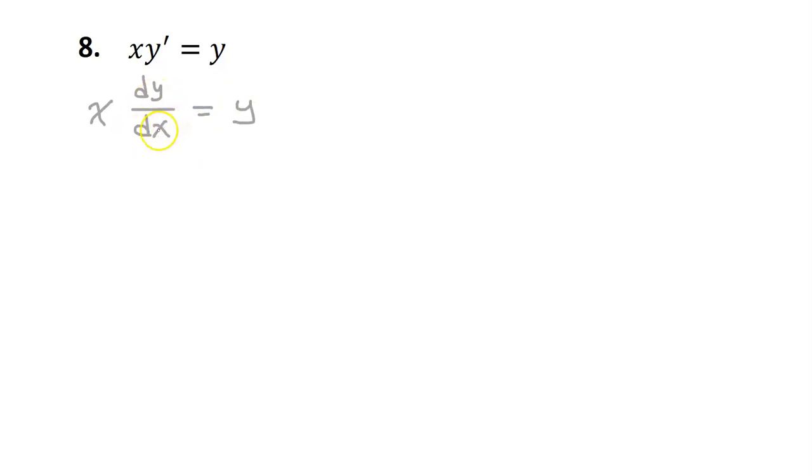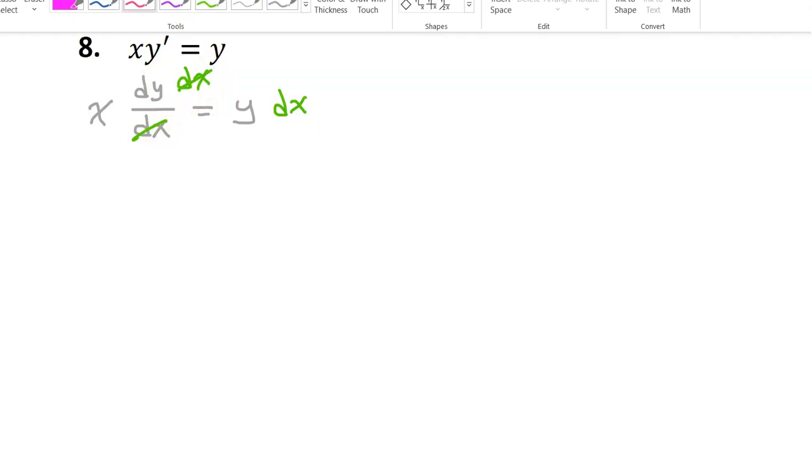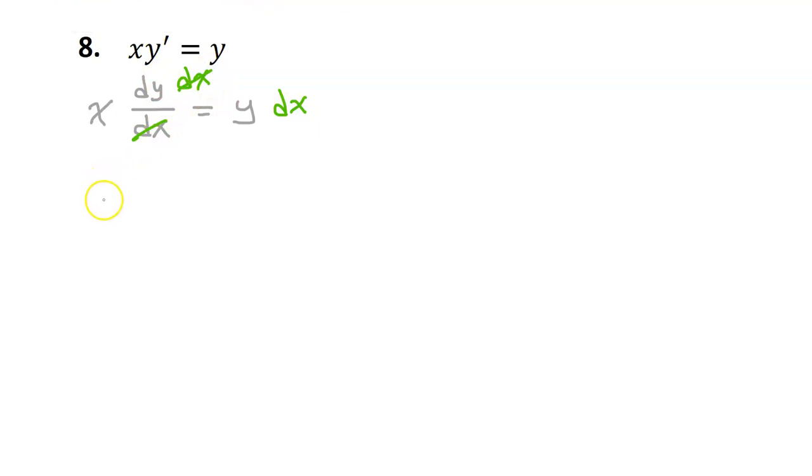I need to get all of the y factors on the left and the x factors on the right. First, I think I will multiply both sides by dx. So the dx's cancel each other out, and I have x dy is equal to y dx.